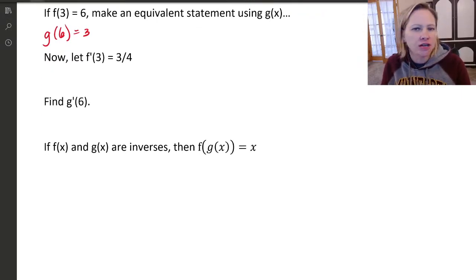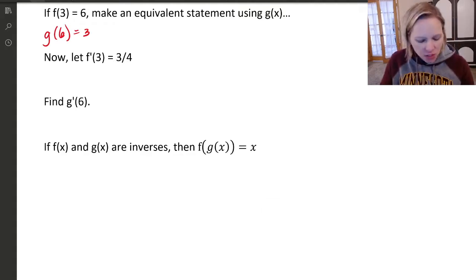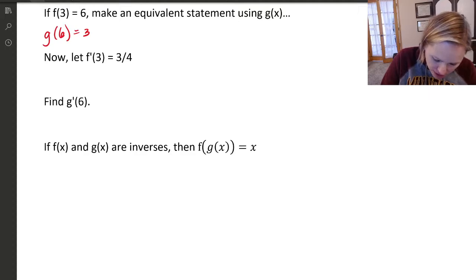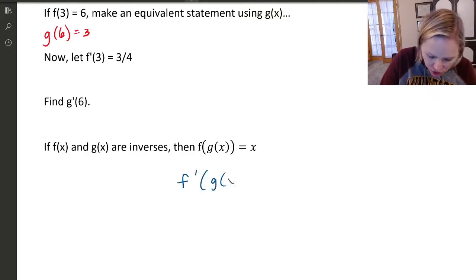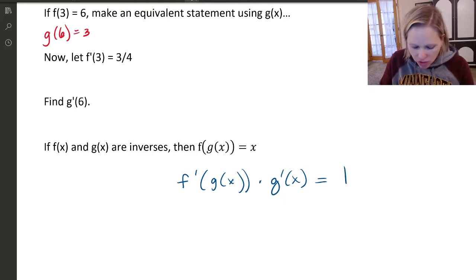So before we can do this, we need to understand a relationship between f and g. If they're inverses, then we have this definition, f of g of x equals x. So what we're going to do now is differentiate this equation with respect to x. And when we do that, we're going to remember to use the chain rule. What I mean by that is this. When I do the derivative of the left side, it's going to be f prime of g of x times g prime of x. That's the outside-inside rule. And then the derivative of x is just 1.